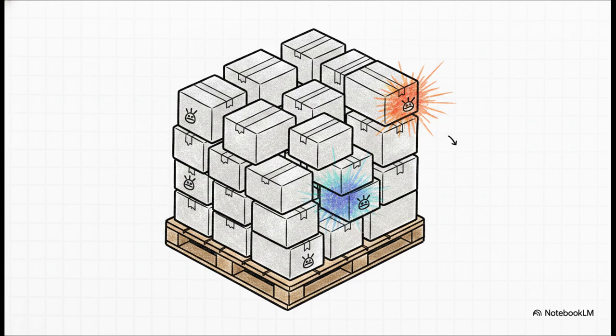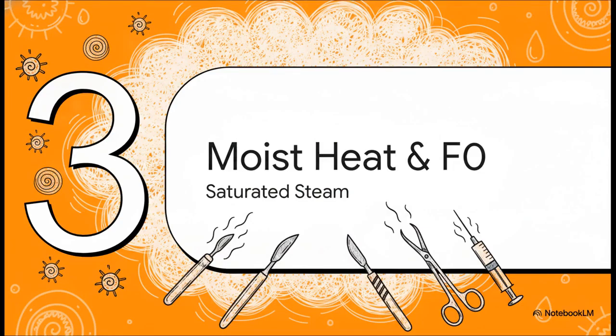Once PQ finds those extremes, it dictates exactly where we must place our dosimeters for every future routine batch. That's how we ensure the entire pallet stayed safely within that crucial dose window. All right, shifting gears entirely. Section 3, moist heat and F0, looking at saturated steam.